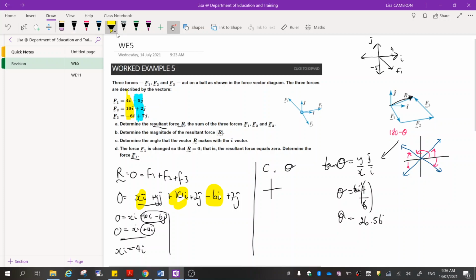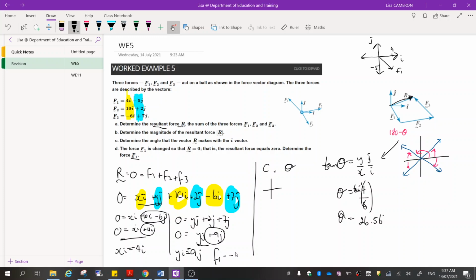Now we're going to do the same thing with our j component. So we're going to group our like terms, making sure we take the symbol in front, let them equal 0, and determine what that y is that's remaining. So yj plus 2j plus 7j equals yj plus 9j. And then I'm going to take the 9 to the other side, so y is equal to negative 9j. That means that the force of F1, that should be a negative, is equal to minus 4i minus 9j.